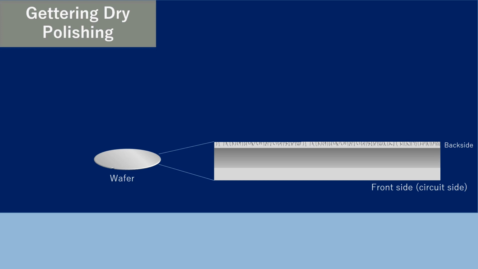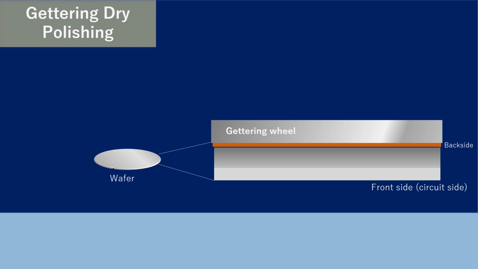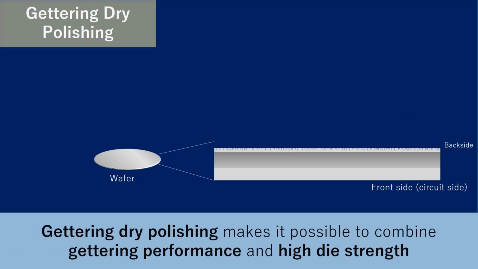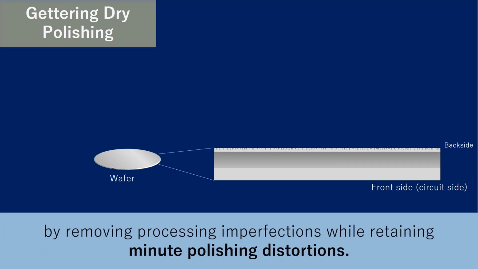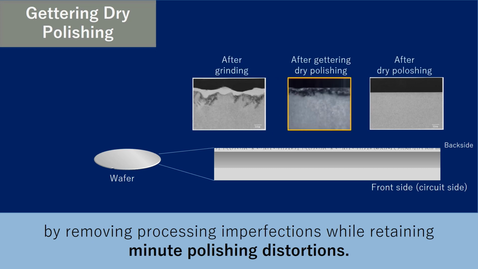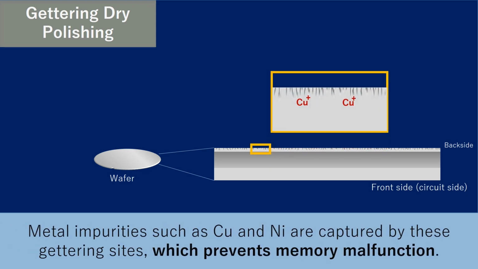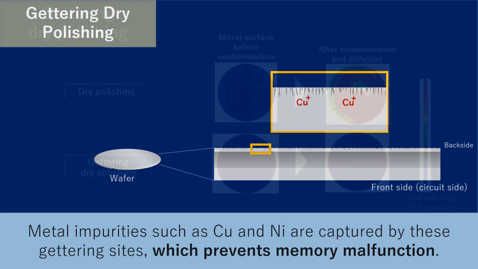Gettering dry polishing. After thinning using grinding, Gettering dry polishing makes it possible to combine Gettering performance and high die strength by removing processing imperfections while retaining minute polishing distortions. Metal impurities such as copper and nickel are captured by these Gettering sites, which prevents memory malfunction.